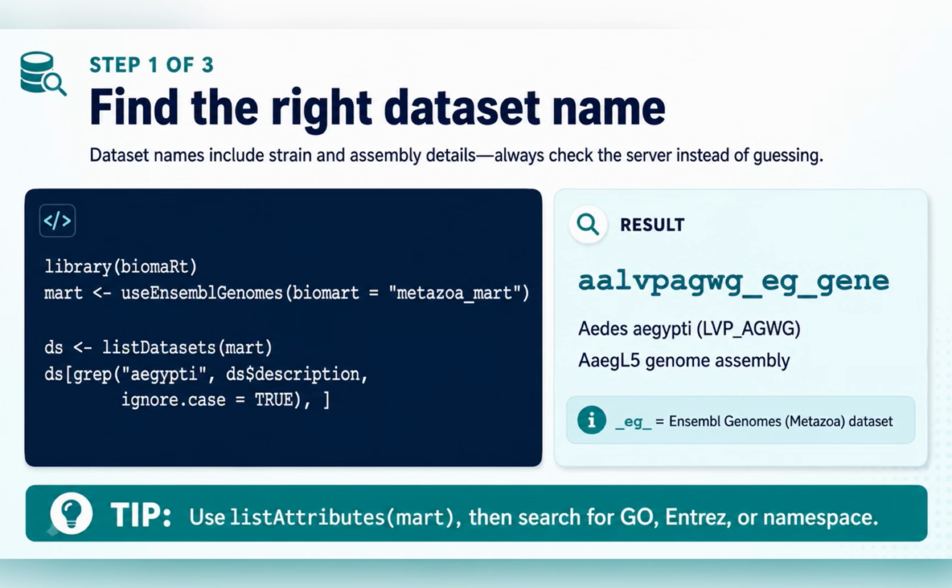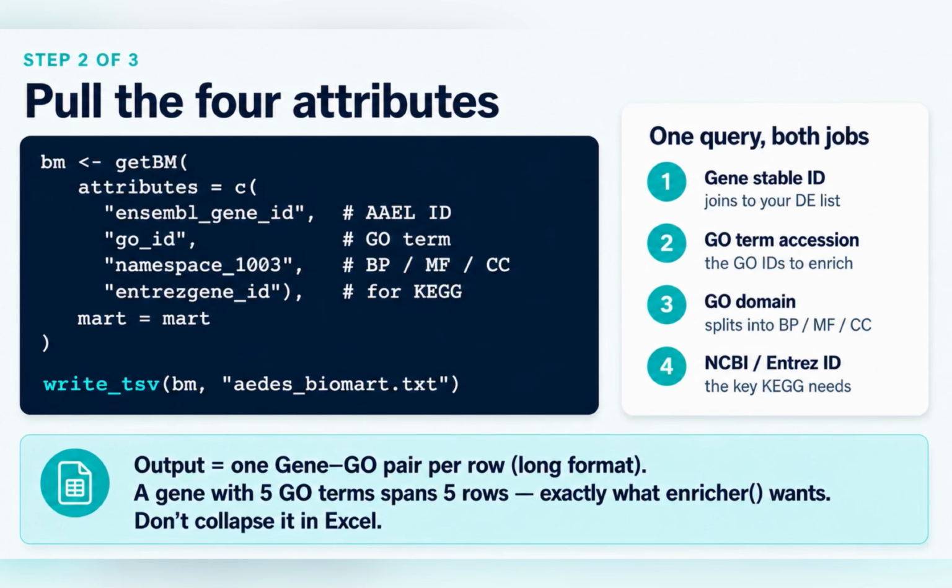The first practical step is to identify the correct BioMart dataset. We should not guess the dataset name. Dataset names can also change between Ensembl releases. First, we load the BioMart package. Next, we connect to the Ensembl Metazoa BioMart because Aedes aegypti is an insect species. We then use listDatasets to retrieve all datasets available on the server. The same method can be used to identify available attributes.